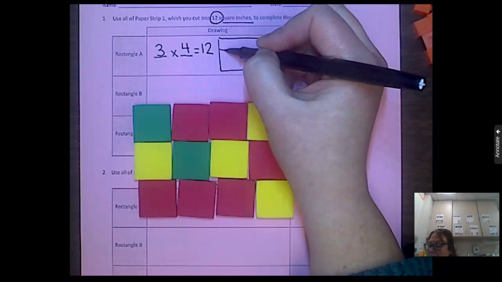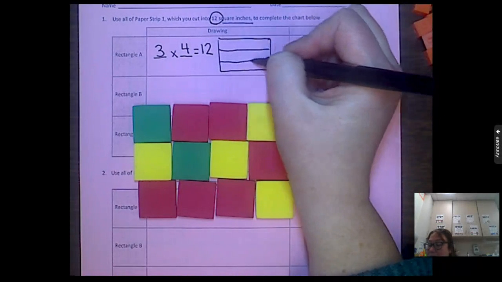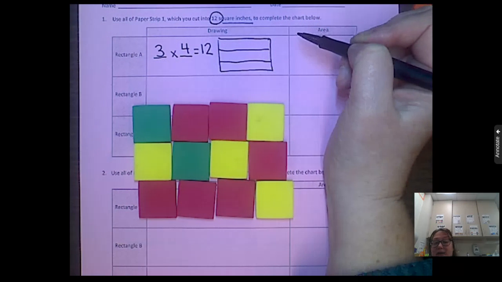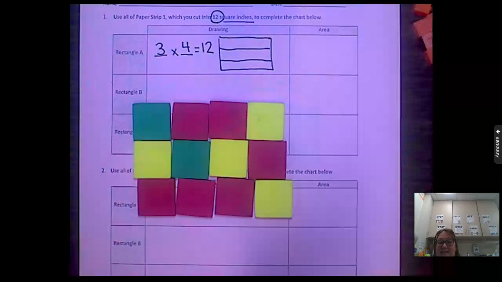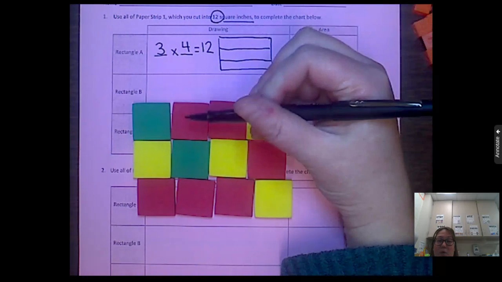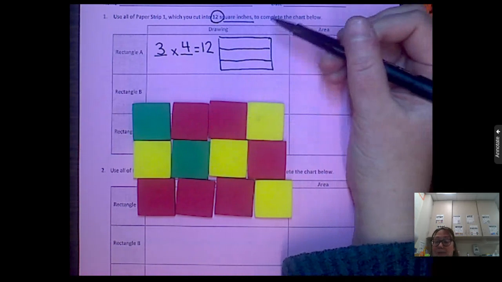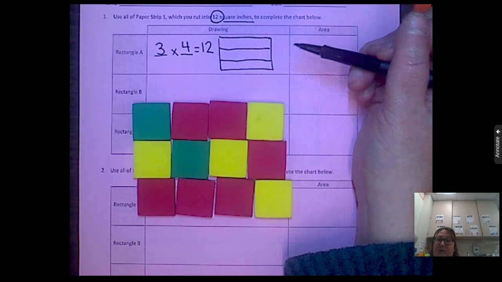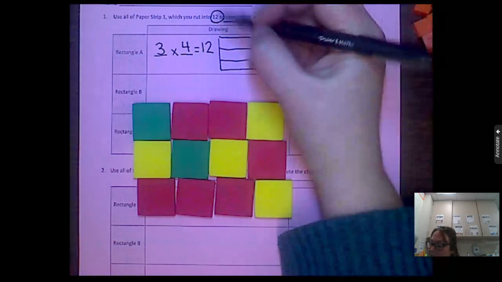So to make my 3 rows, I'm going to make 2 lines going this way, kind of like what we learned when we make tape diagrams, right? Because we always have one less line when we're making a tape diagram. And then how many are in each row? 4. 1, 2, 3, 4. So how many lines would I make down for the columns? 3, right? To make the 4.